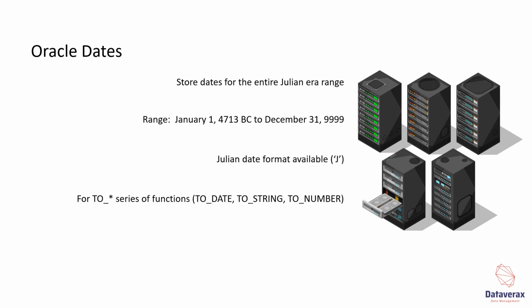Oracle also has a Julian date format that allows you to convert integers back to regular dates and vice versa, which can be used with the TO_ series of functions. This means you can easily convert classical Julian dates back and forth using Oracle functions.